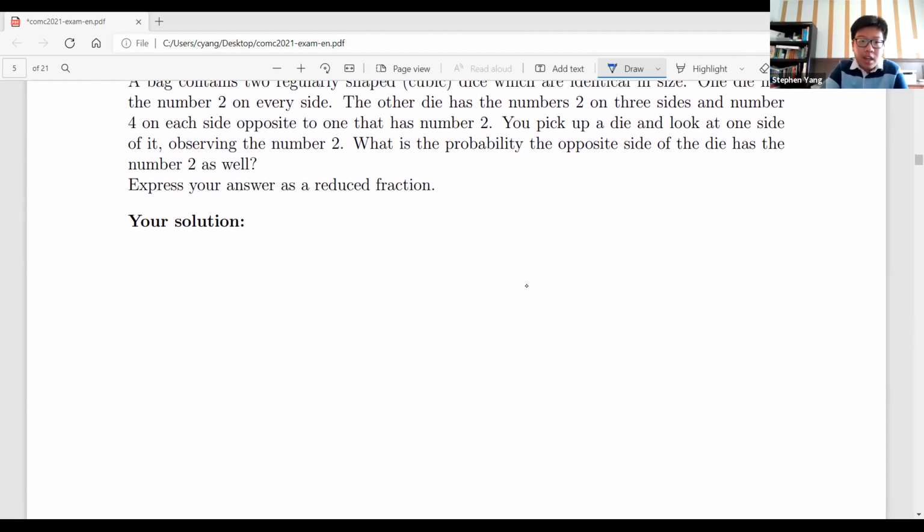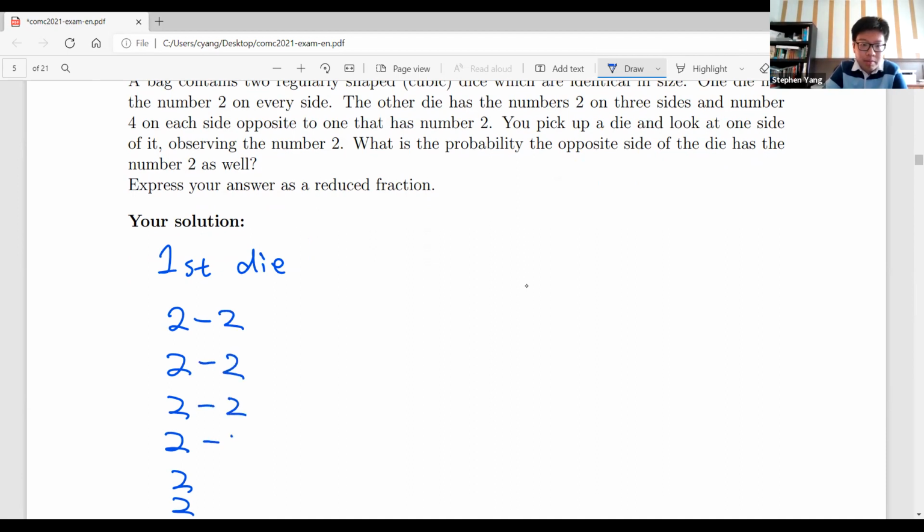Okay, so the first die, you have every side is 2. Since there are 6 sides, every side is 2, and every opposite side is 2. So the opposite of 2 is also 2. So this is the first die, and then the second die.